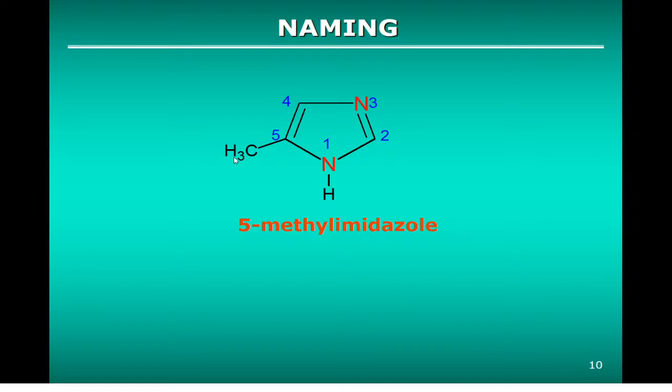So what can we see here? The substituents are the same, not important. That's why again we number this way: the highest functional number, heteroatom number 1, and the next one number 3 in this case. So that's why it is 5-methyl imidazole.